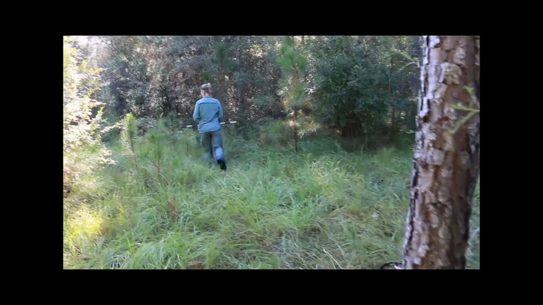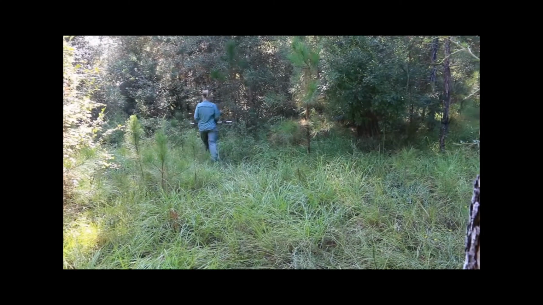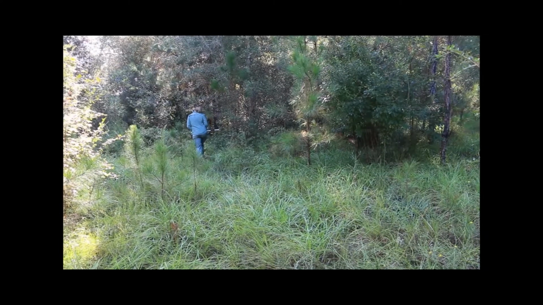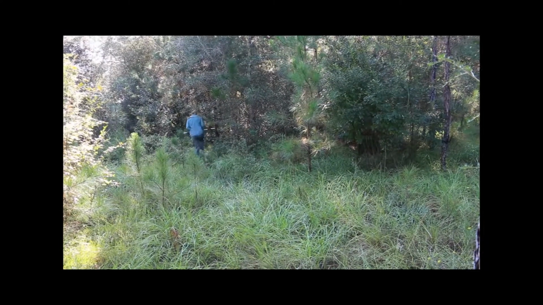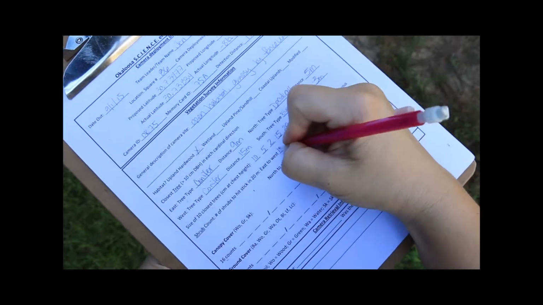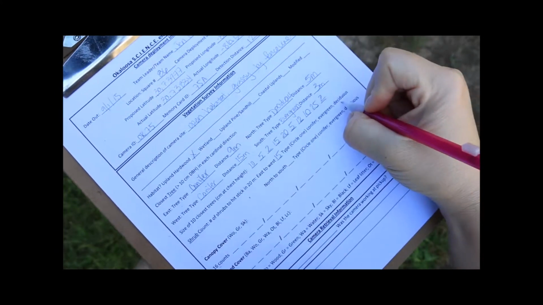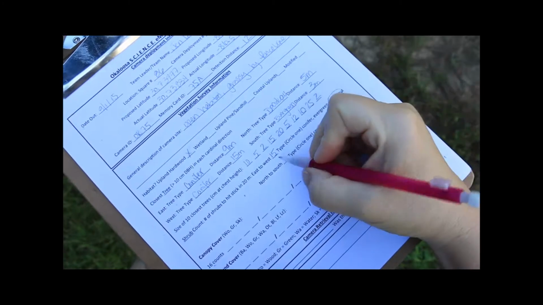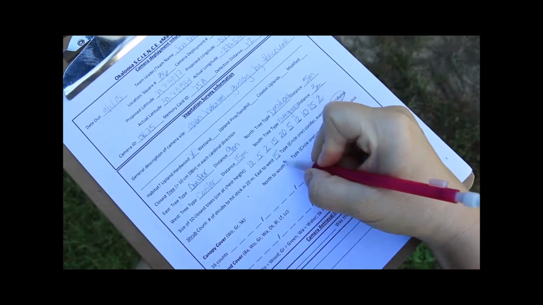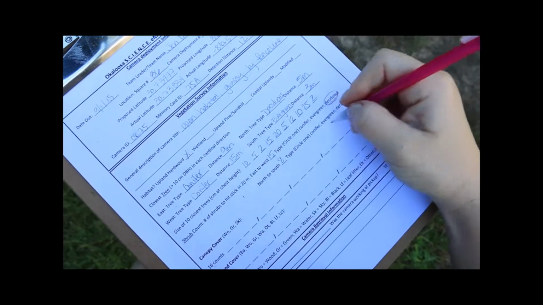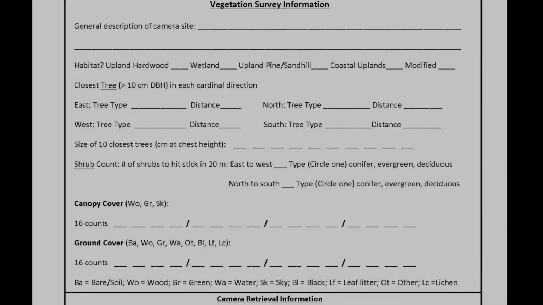This is a pine or conifer that's hit at waist height. You're going to get an overall count, so 10 meters in one direction, go back in the opposite cardinal direction, do another 10 and count those up. So 15 total east to west. The dominant type was deciduous. If you have a tie in your shrub count, just pick whichever is the most dominant in the area.